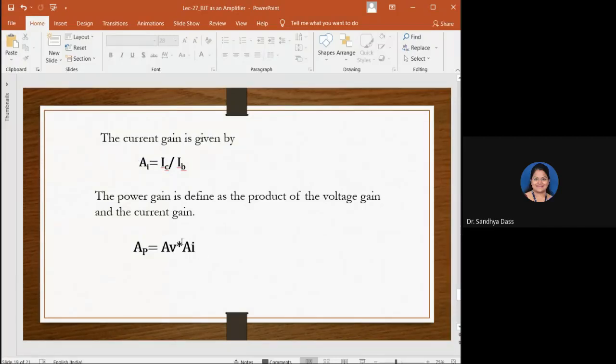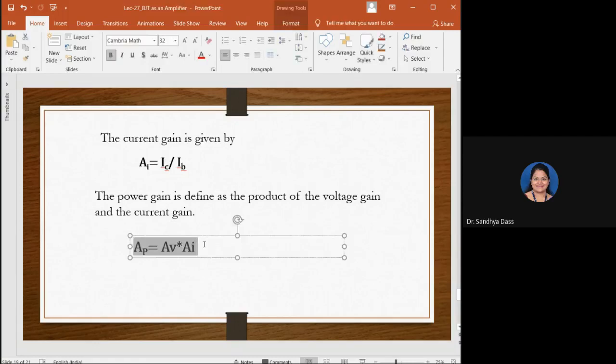And finally, the last parameter, the power gain in the BJT as an amplifier. The power gain is the product of voltage gain and current gain.